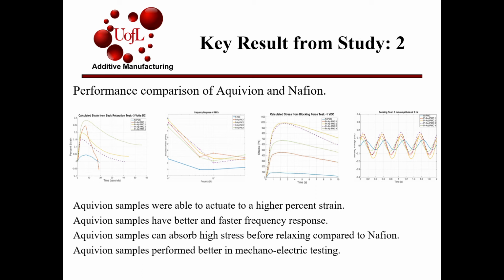The third graph from the left looks at the stress response of both Equivion and Nafion materials. You can see here that Equivion samples were able to absorb a higher stress for all samples tested compared to Nafion, and they were able to absorb a higher stress before relaxing. Finally, we look at the mechanoelectric sensing capability of both materials, and you can see here from the graph on the far right that the Equivion samples perform better in this test compared to Nafion as well.